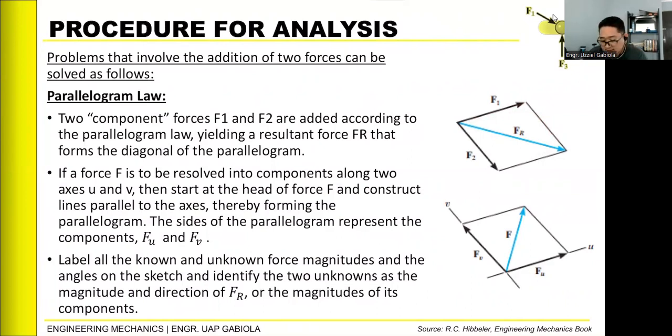Now, if it is F that we need to resolve, it is the same: we construct the parallelogram and then take the side, the sense of our force along the axis that we drew, to get the component of the magnitude. So we have to label all the known and unknown forces so it is easier to identify which side we need to solve. Okay? That is using parallelogram law.